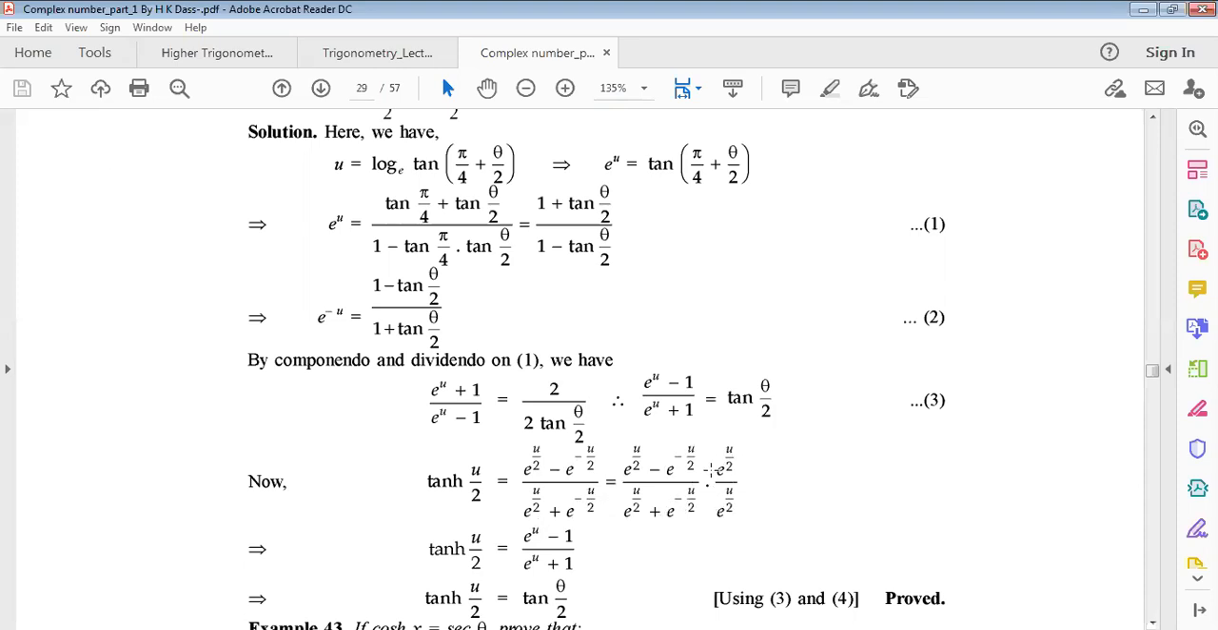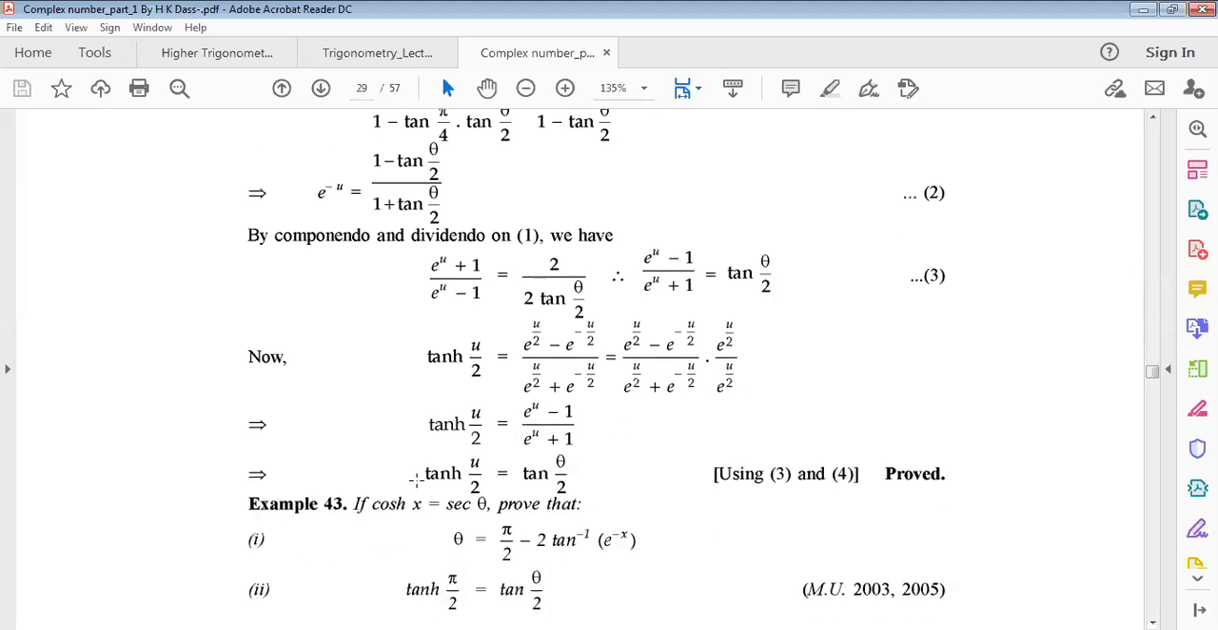Now taking e to the power u by 2 common in both numerator and denominator. Understand? Now multiplying e to the power u by 2 with this, we get e to the power u, right? And this multiplied by this gives only 1, e to the power 0 means 1. Half u plus half u gives only 1 u. Therefore tan hyperbolic u by 2 equals, from equation number 3, only tan theta by 2. This is the required proof.